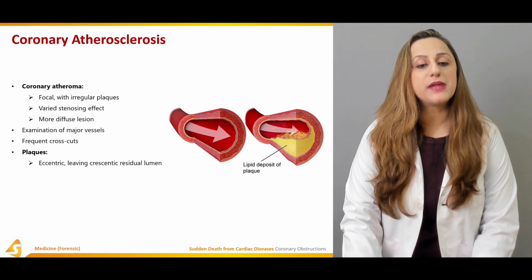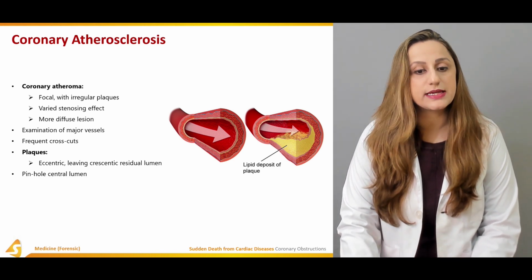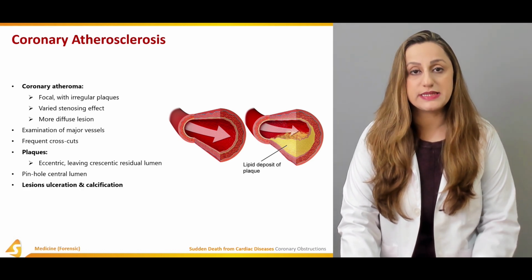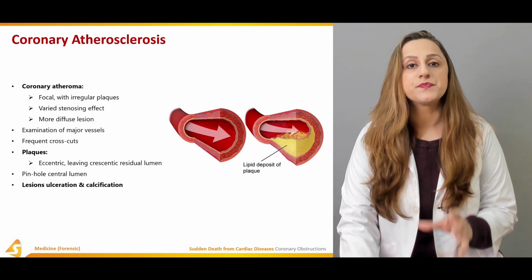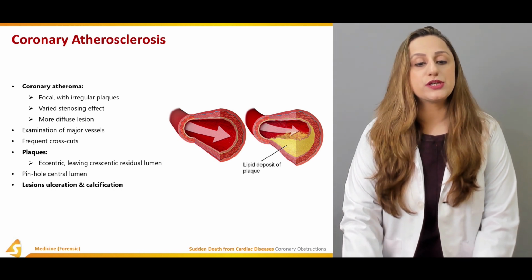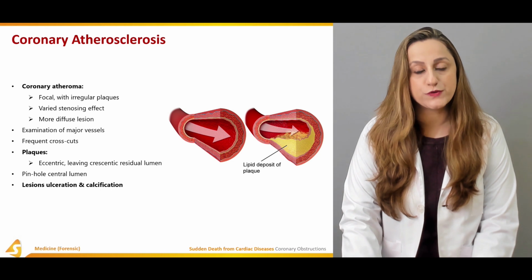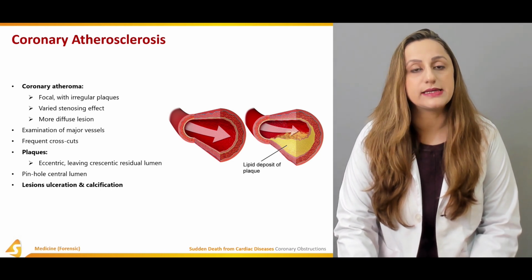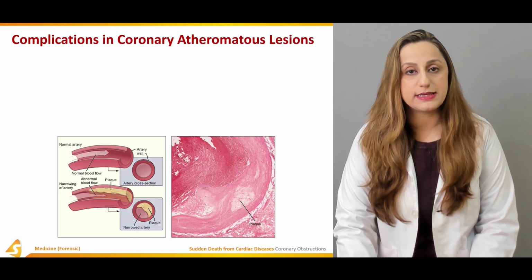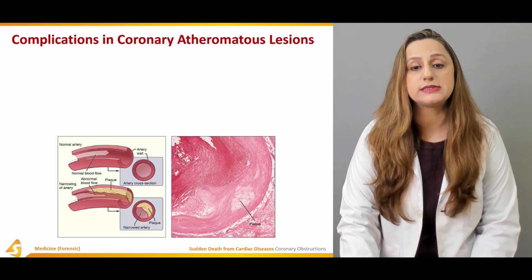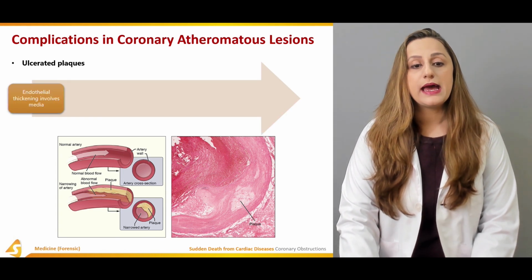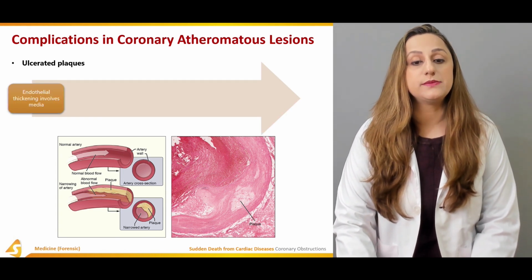The plaques are eccentric, leaving a crescentic residual lumen as well. A pinhole central lumen is basically indicating that the lumen is stenosed. Lesions, ulcerations, and calcifications are also looked for, so that is going to be direct evidence towards the fact that the vasculature was compromised, basically. So there are a lot of complications that can occur. We can have ulcerated plaques at this level, and endothelial thickening involves the media as well.